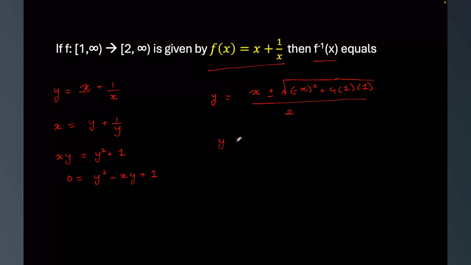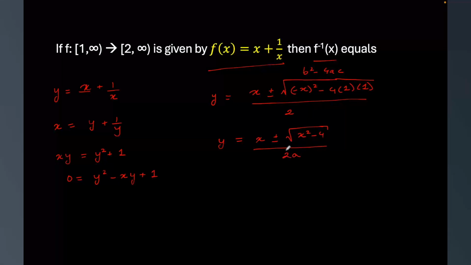It's b squared minus 4ac. My apologies. This should be a negative, so this will go out. And this should be a negative. So we'll have x plus or minus square root of x squared minus 4 all over 2a.